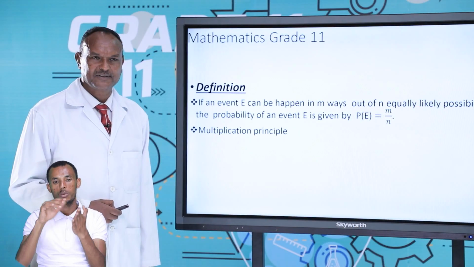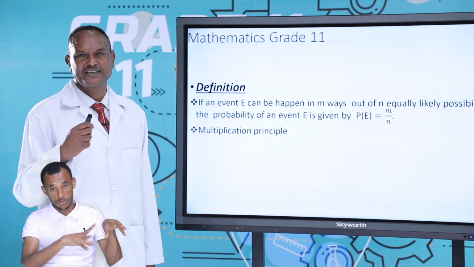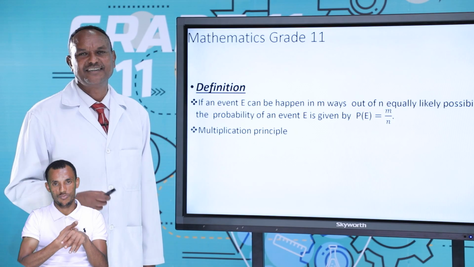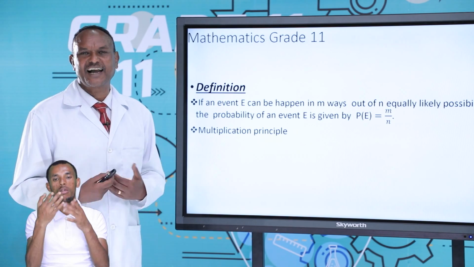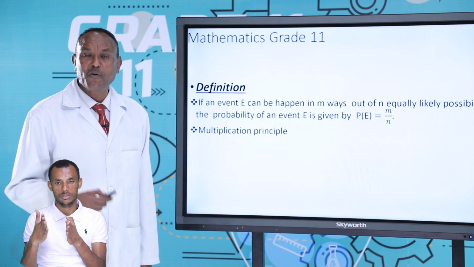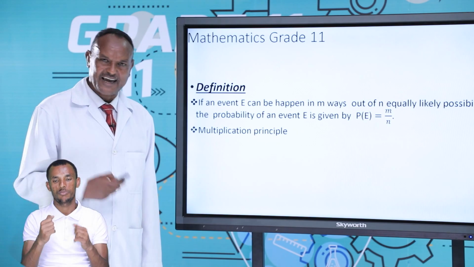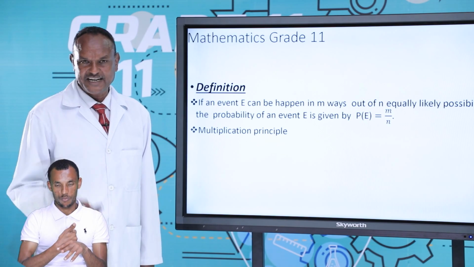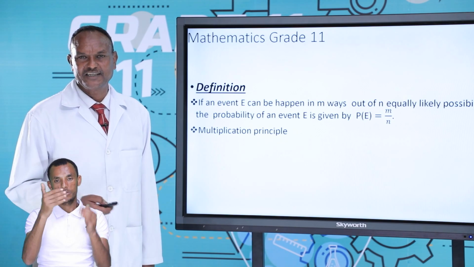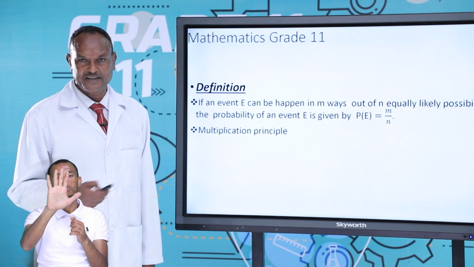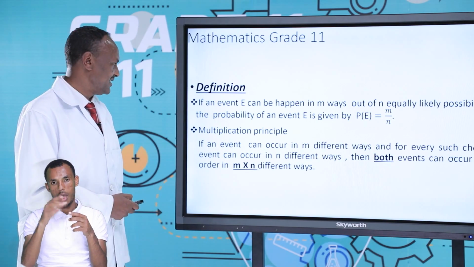What does it mean? Assume that a student Abebe has 4 trousers and 5 shirts. In how many different ways can he dress himself? A trouser, he has 4 trousers. A shirt, he has 5 shirts. 4 times 5 is equal to 20 different ways. That is what we call the fundamental principle of counting.